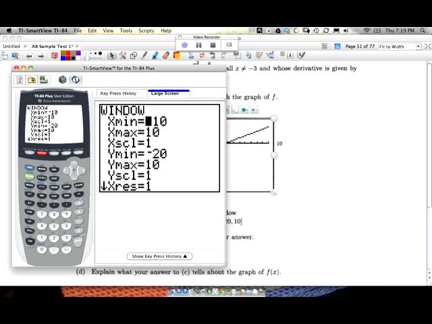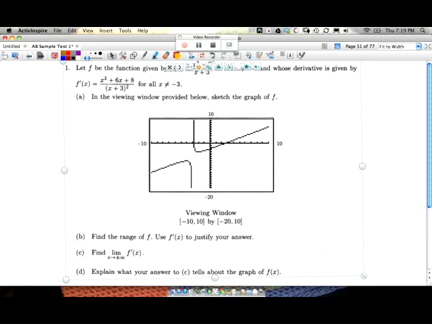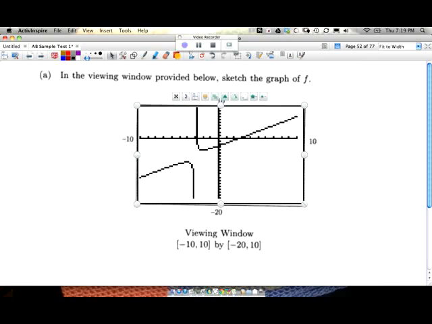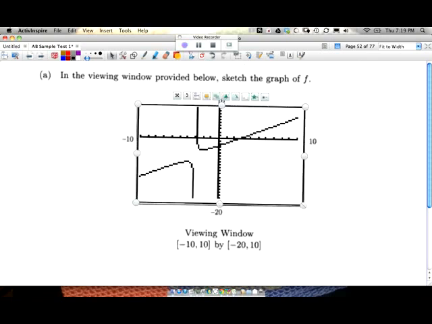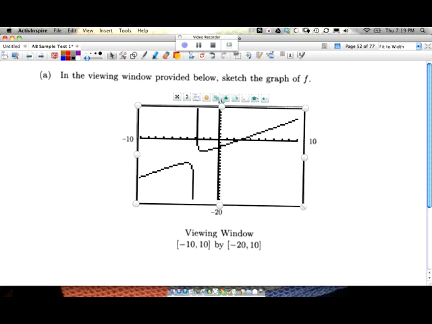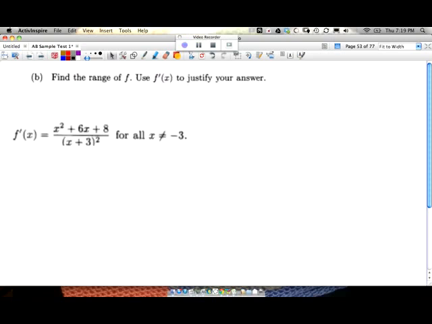Here's my window, from negative 10 to 10 in the x direction and negative 20 to 10 in the y direction. Why did I choose those numbers? Well, those are the numbers that were chosen here, so I just tried to match them. So here's part A. Cool, there's the graph. Now we're just going to answer a few detailed questions about this graph.